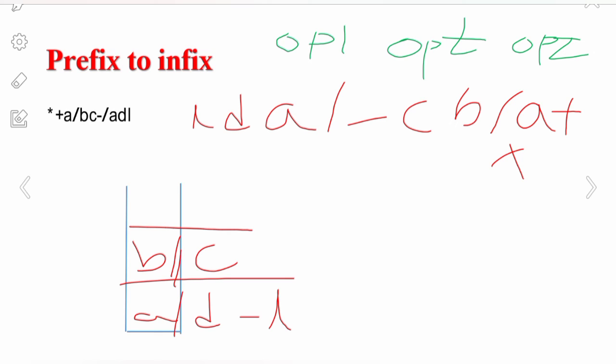So next is the A. So A is inserted here. Next plus is inserted here. So now the operator is available and operands are available. So again we will apply the same formula. So you will get the answer as A plus B by C. Okay, so after evaluating this operation, A plus B by C.